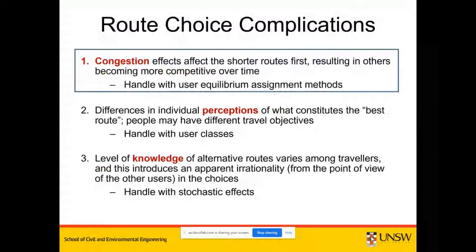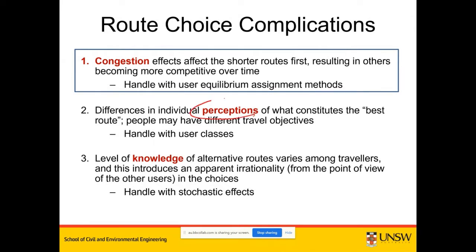But what are some of the complications when it comes to route choice? Congestion effects are a very common complication, because congestion affects the shortest path, resulting in one path becoming more competitive than the other. And how do we handle this congestion? Very similar to the experiment that we just did, we handle it with user equilibrium. We believe people over time will learn, and they will find the equilibrium point that is best for them, and there would be no other paths that they can switch to improve their travel time.